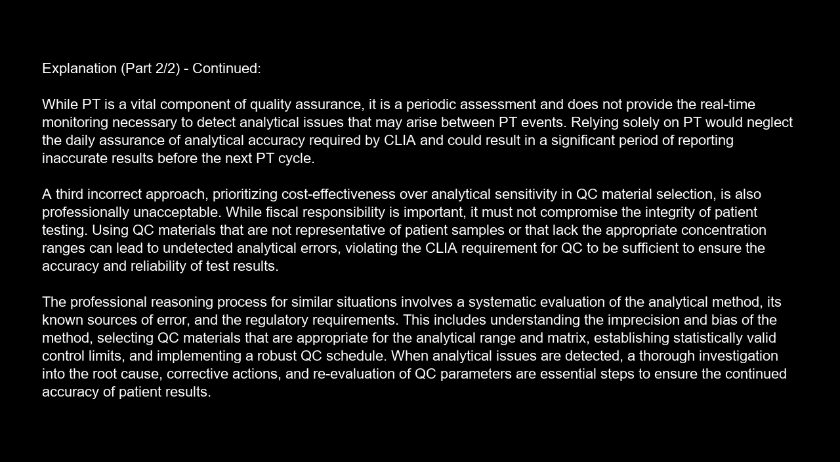The professional reasoning process for similar situations involves a systematic evaluation of the analytical method, its known sources of error, and the regulatory requirements. This includes understanding the imprecision and bias of the method, selecting QC materials that are appropriate for the analytical range and matrix, establishing statistically valid control limits, and implementing a robust QC schedule. When analytical issues are detected, a thorough investigation into the root cause, corrective actions, and re-evaluation of QC parameters are essential steps to ensure the continued accuracy of patient results.